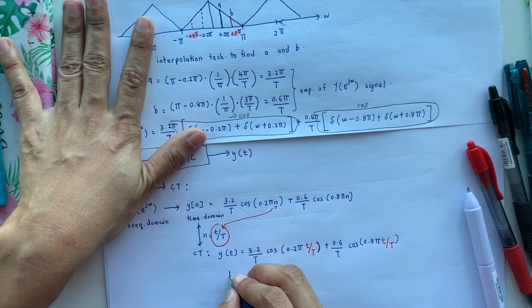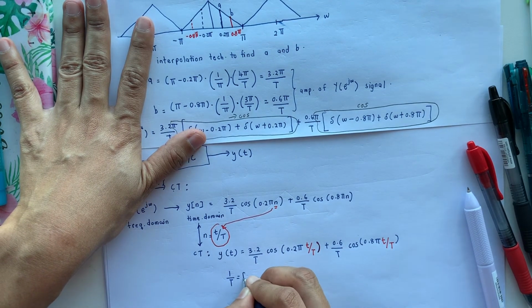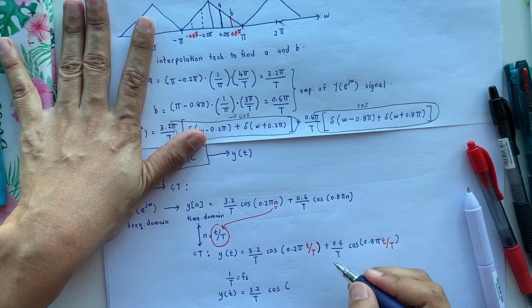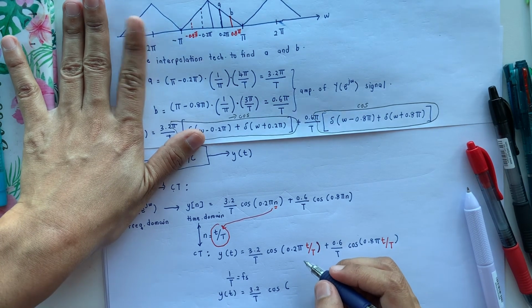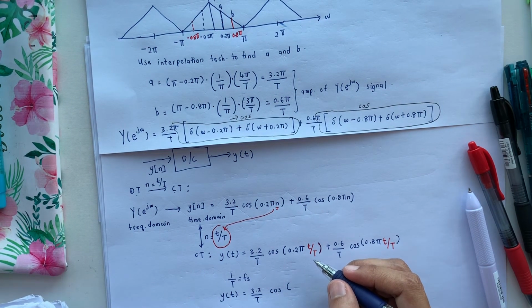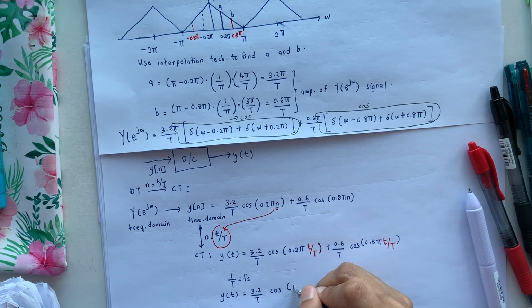1 over T is equal to fs. So you will have y(t) equal to 3.2 T cos, where fs is 500. So fs equal to 500, you will get 100, right?